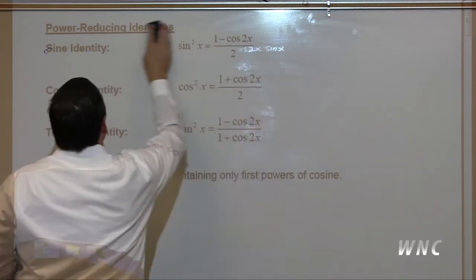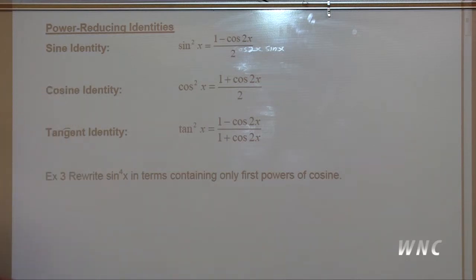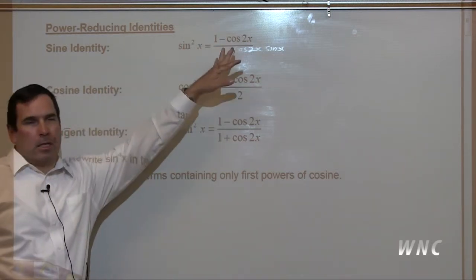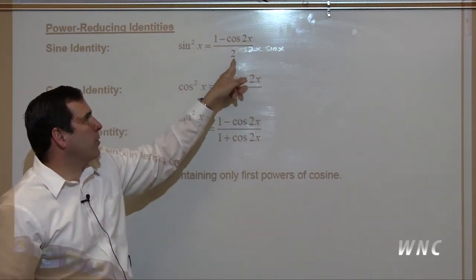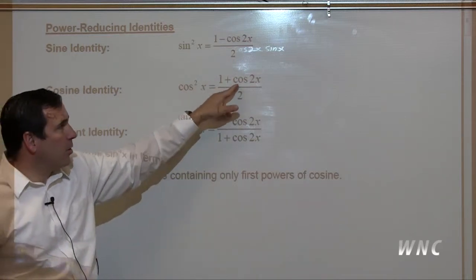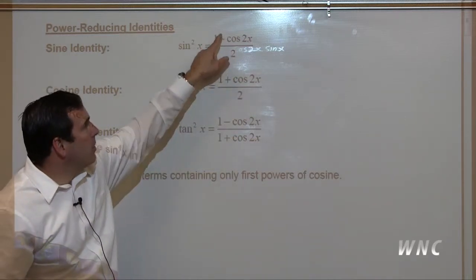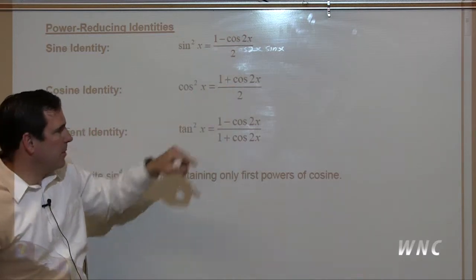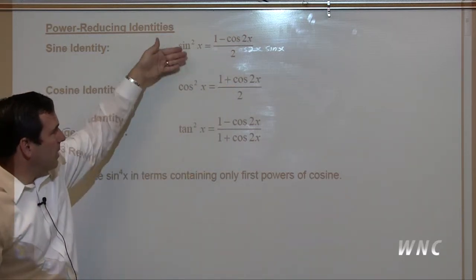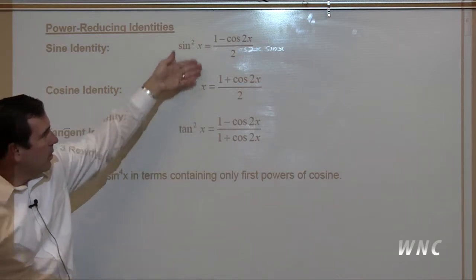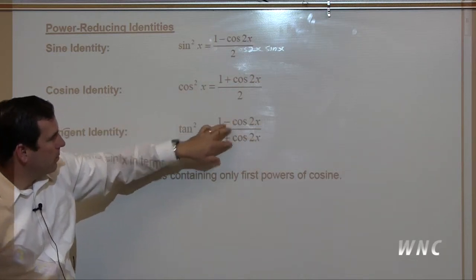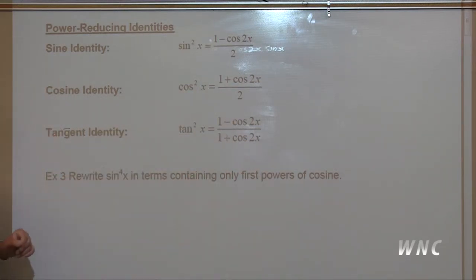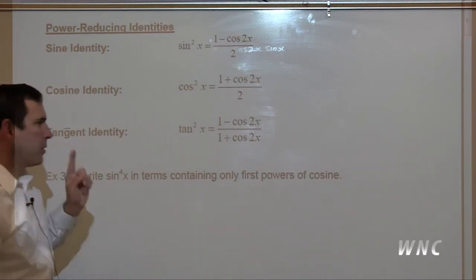The next part we're going to discuss are power reducing identities, to go from being squared to being linear. So sine squared x can be reduced to 1 minus cosine 2x over 2. Cosine squared x is 1 plus cosine 2x over 2. Notice how these are similar. Sine has the minus, cosine has the plus. And then tangent is just like taking sine squared over cosine squared. That's tangent squared, 1 minus cosine 2x over 1 plus cosine 2x. So we're going to rewrite sine to the fourth power of x in terms of containing only first powers of cosine.